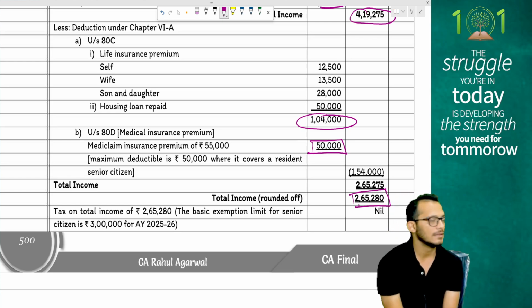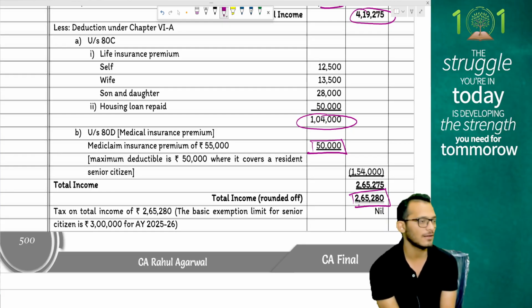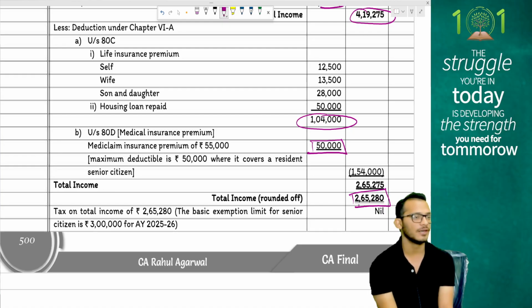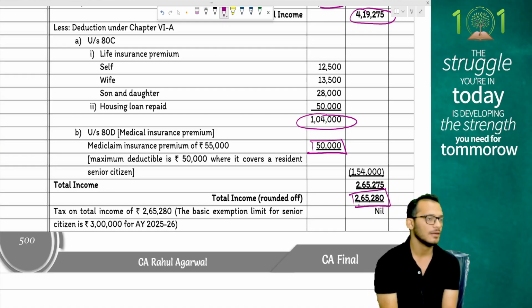2,65,000 becomes 0. Even if it was more than 3 lakhs, people, you will get rebate, and therefore the answer was still 0. Clear? Yes, this is too basic a question and more of an interrelated syllabus, and will not be tested in finals.